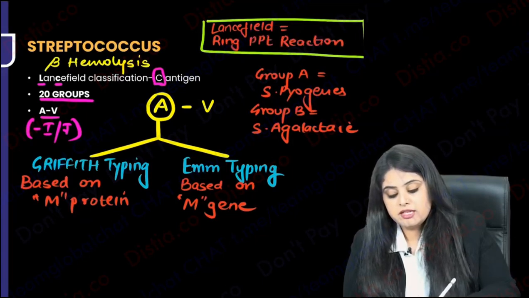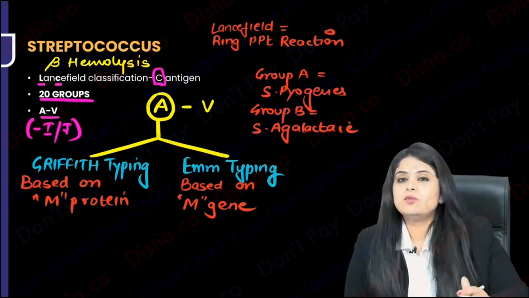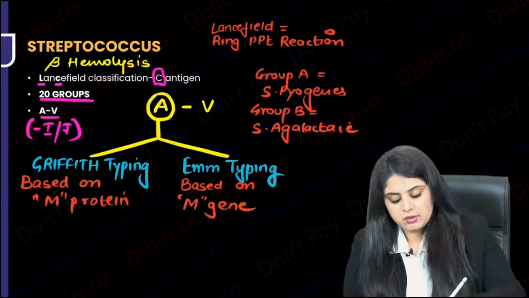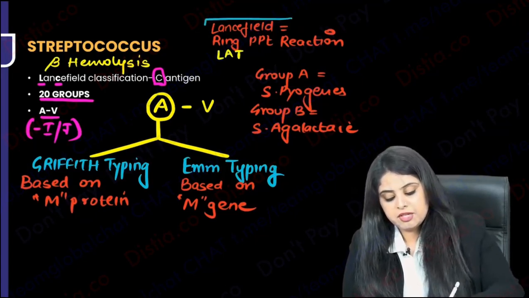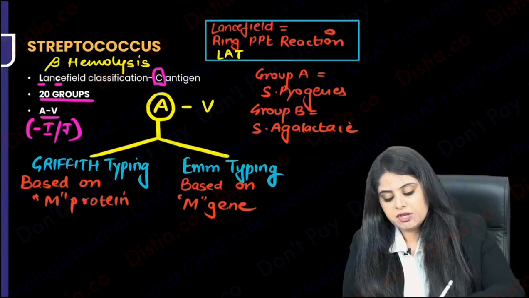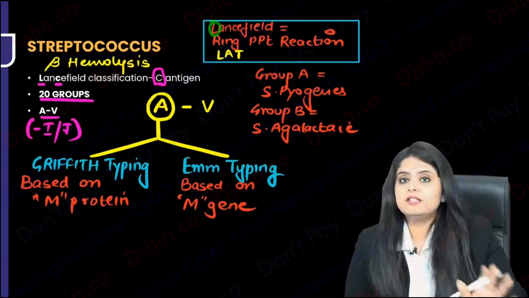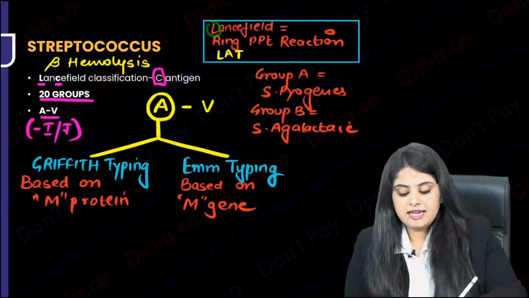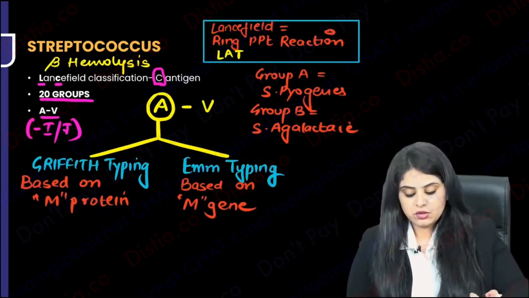I have taught you that there is going to be Lancefield grouping, but nowadays, as I said, no one does this ring precipitation test. Nowadays it is going to be done by latex agglutination test. So this is again something to correlate with your previous chapters, right? So Lancefield, simple words, earlier they did with ring precipitation. Now Lancefield grouping is going to be done by LA, that is latex agglutination test. All of this is done.